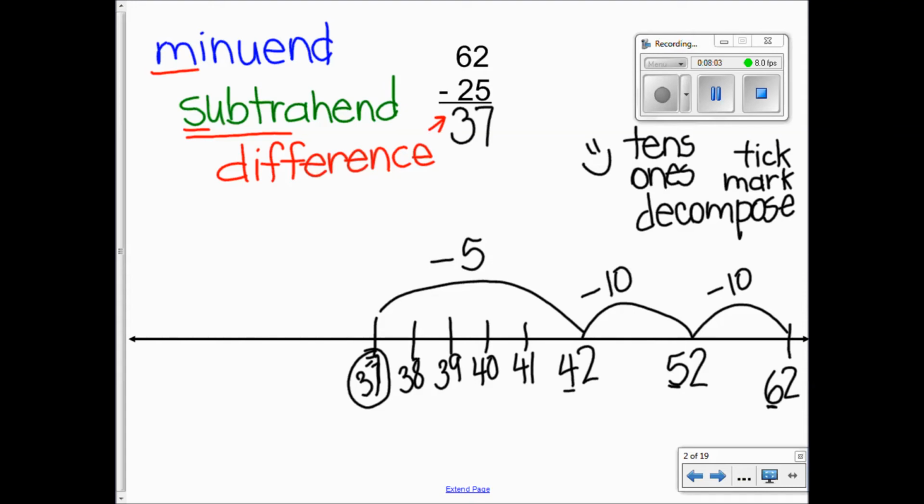So look at all that math language I need you to be using. Minuend, subtrahend, difference, tens, ones, decompose, tick mark. Pretty much the same as it was.